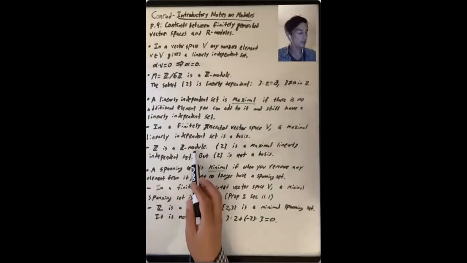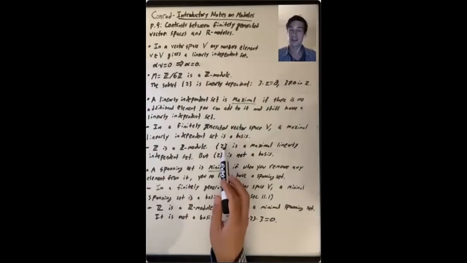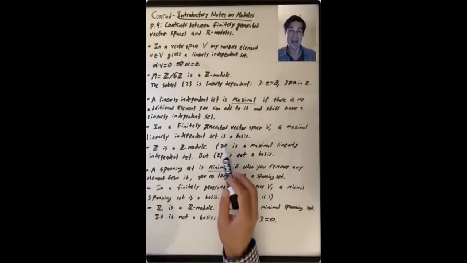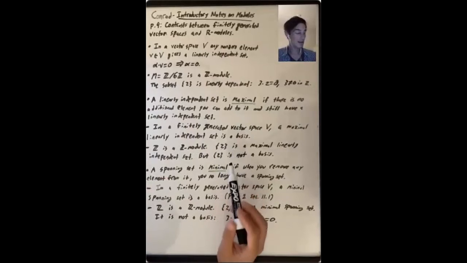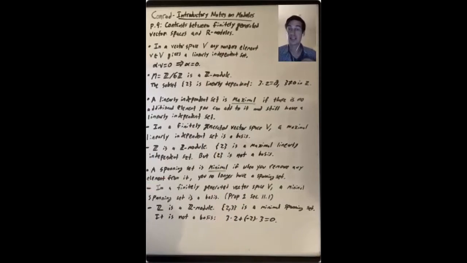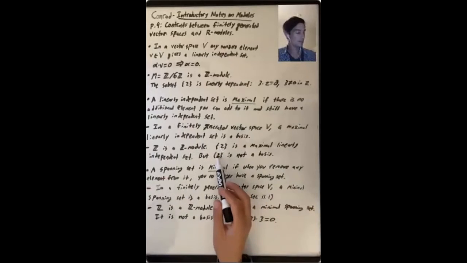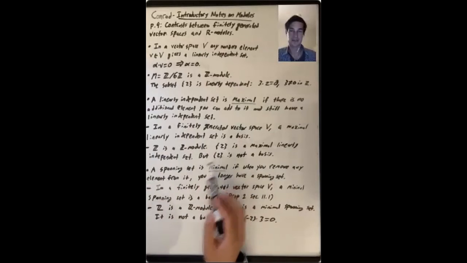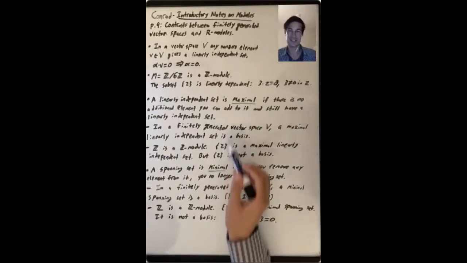Z is a Z module. {2} is a linearly independent set, and it's maximal. There's no other integer you can add to this set to get a larger linearly independent set. If you add an odd number, let's say x, then you have the linear relation x times 2 plus -2 times x equals 0. And if you add an even number, it's even clearer that it's linearly dependent. But {2} itself is not a spanning set for Z. So this is not a basis. So this is different. This is not something that can happen in a vector space.